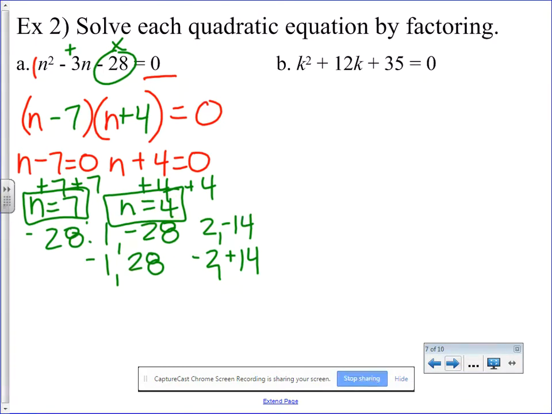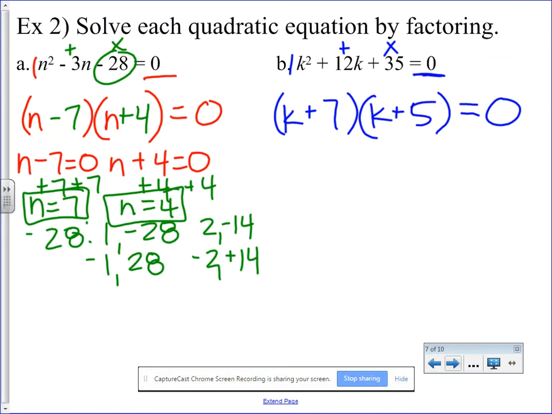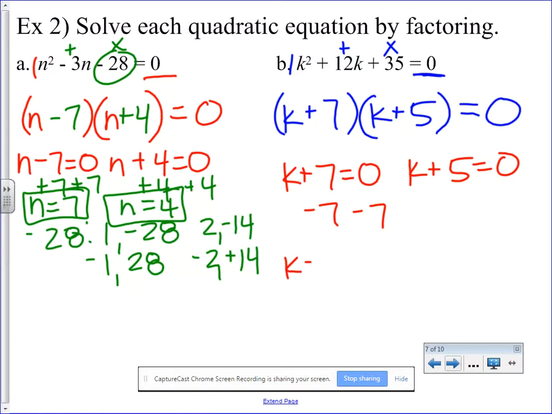We do the same thing in example B. My first step is to check to make sure that the right side is equal to 0. Then if I don't have a GCF, which I don't, and a is 1, I directly maneuver into my parentheses. I know that k times k is k squared, and I'm going to look for values that multiply to 35 and add to 12. It's going to be a positive 7, positive 5. Then since we're solving, we're going to use our knowledge of the zero product property. We're going to set each binomial equal to 0 and solve.